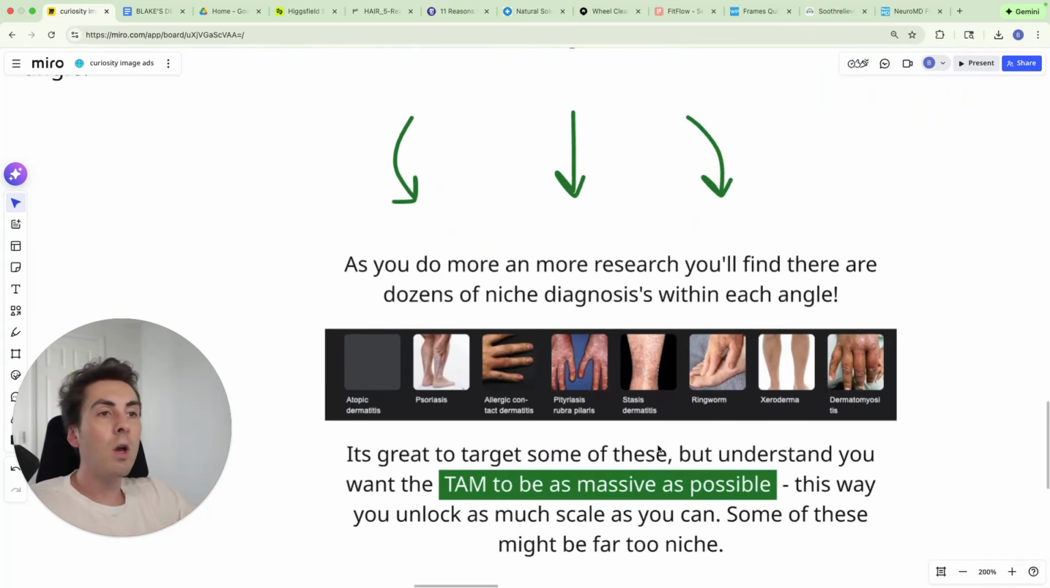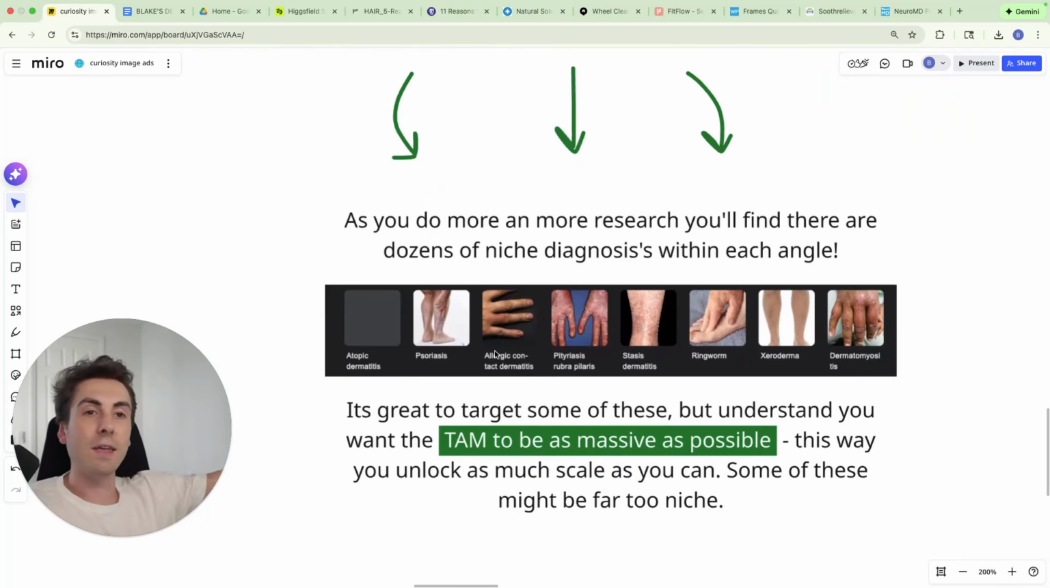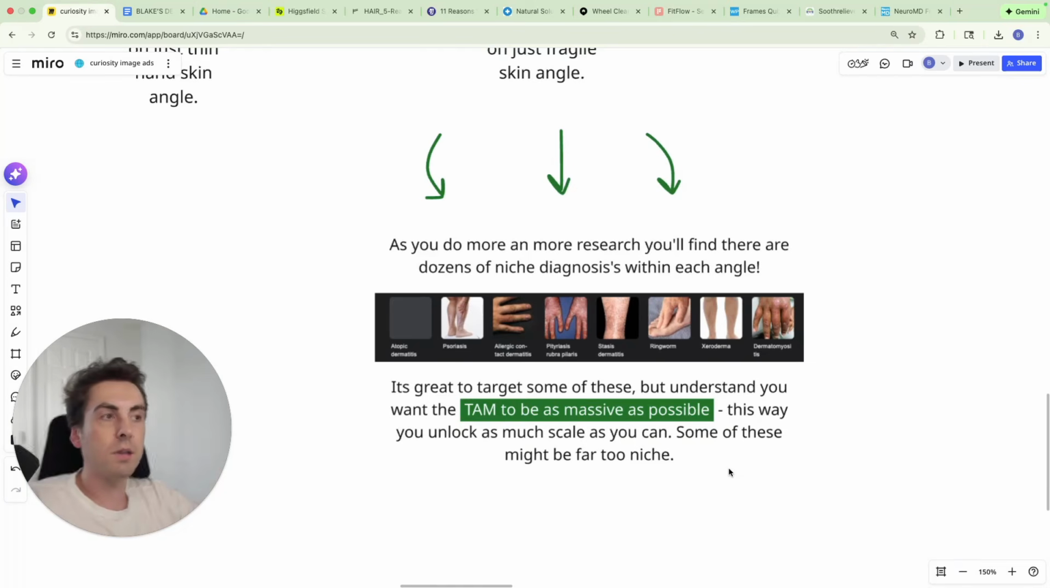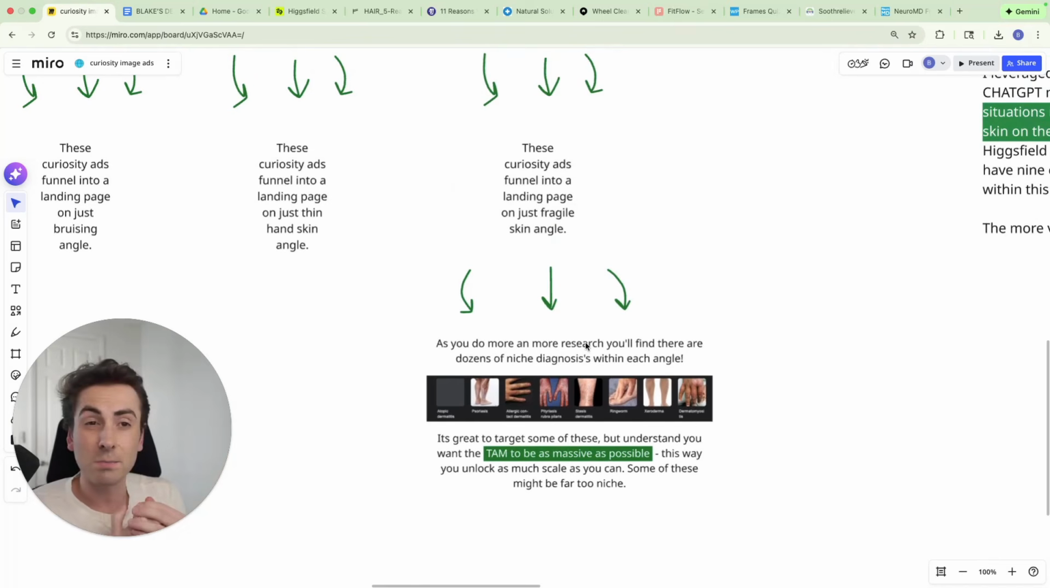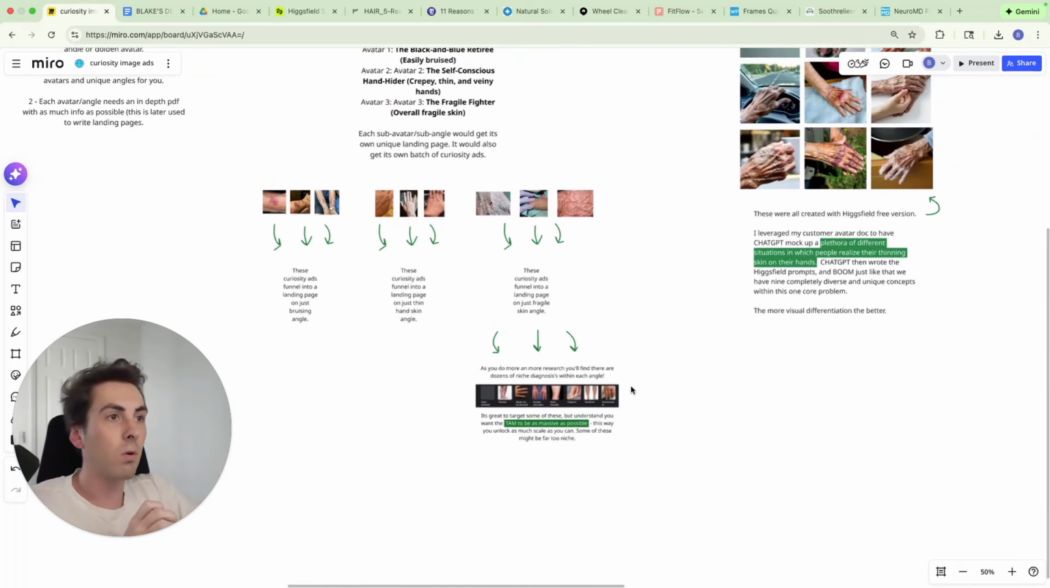Now, as you do more research, you'll find even more pockets. Little did I know, there are all these diagnoses within this certain niche. So it's great to even use some of these, but make sure your total addressable market is as massive as possible. This way you can unlock a good bit of scale, as opposed to selling to people where there's 50 people in the entire world that have this one issue. You want it to be niche, and you want to sell to this specific golden avatar while making sure this specific golden avatar is still a big total addressable market.